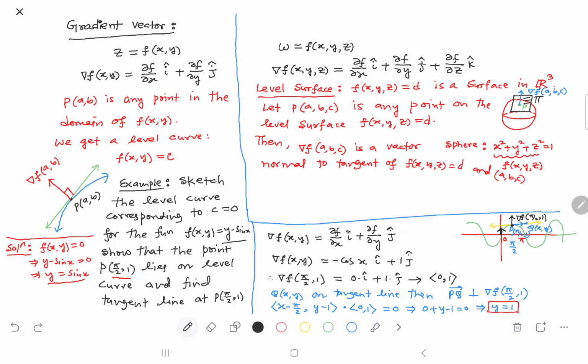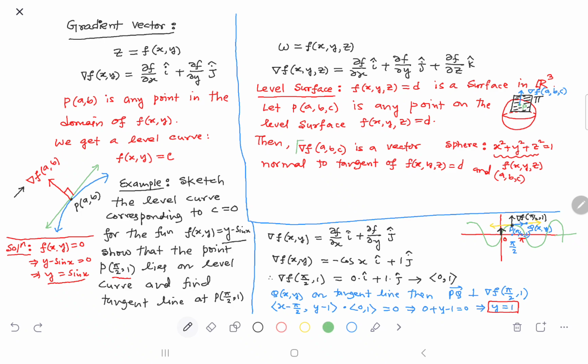So what is the similarity with two variables? In the case of two variables, the gradient is normal to the tangent line, but in the case of three variables, the gradient is normal to the tangent plane. So for a three variable case, we will calculate the equation of the tangent plane, right? Also the tangent line we can calculate, right?